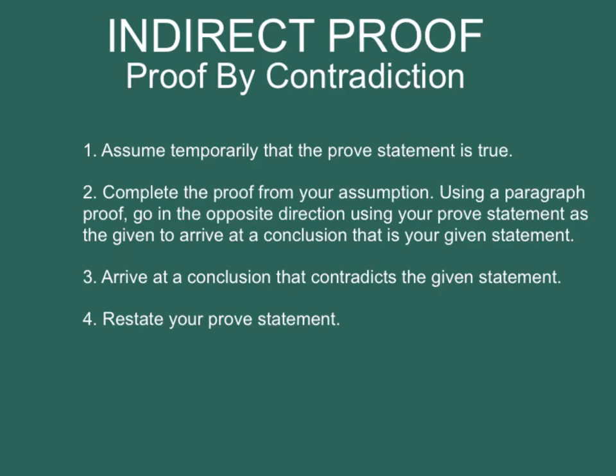Hi there. This is a video about using an indirect proof, also referred to as a proof by contradiction. These are the steps that we're going to use to go through a proof by doing an indirect proof. It's a little bit different than what you're typically used to if you're doing a two-column proof. But the main thing is that we're going to be using a paragraph proof to do this. So it's going to be a little bit different. Let's just go ahead and jump right into a proof and use an indirect proof to prove it.